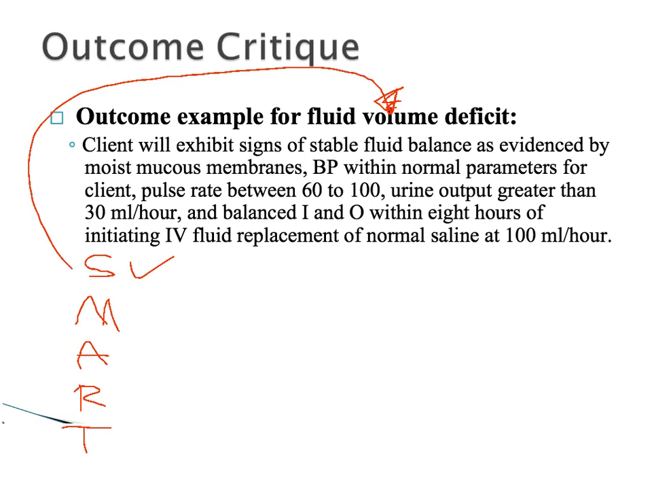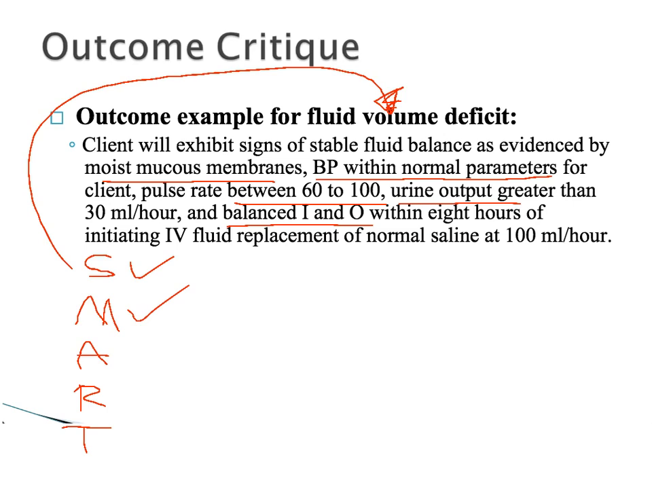Is it measurable? I'm the nurse coming in to evaluate this outcome, so what am I supposed to measure? Oh, I'm supposed to check for moist mucous membranes. I'm supposed to see if the blood pressure is within normal parameters for this patient. I'm supposed to make sure the pulse is between 60 and 100. I'm supposed to check urine output, look for balanced I&O. Boy, compared to the other one that said look for signs of normal fluid balance, this one gives me something to measure. This outcome is definitely measurable.